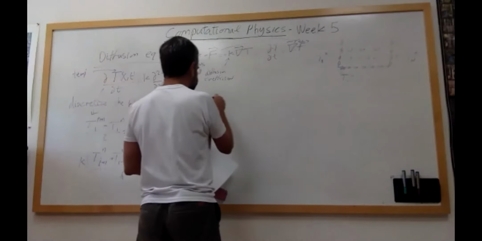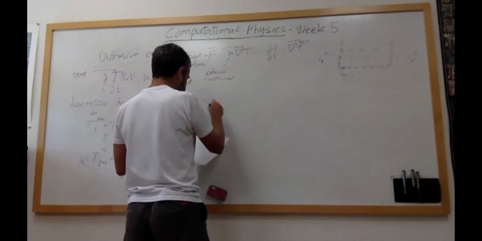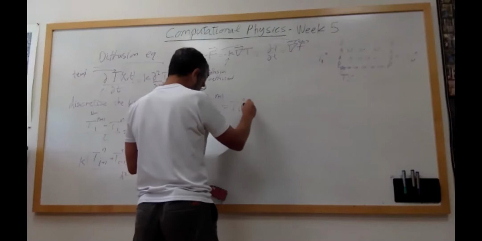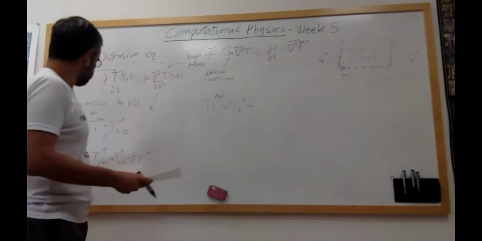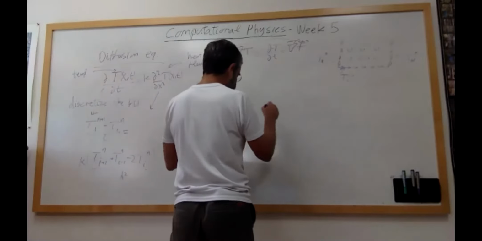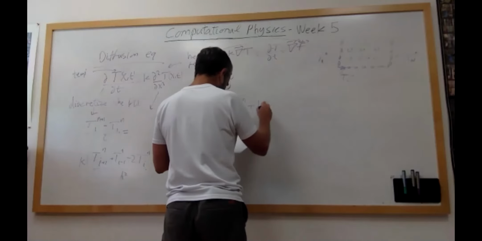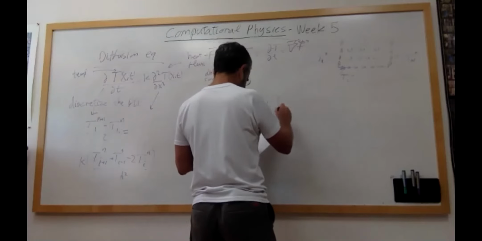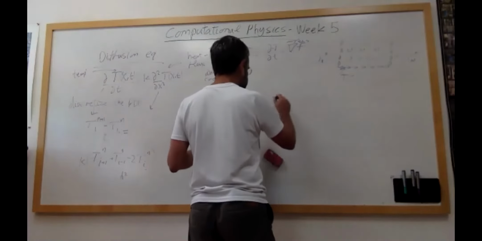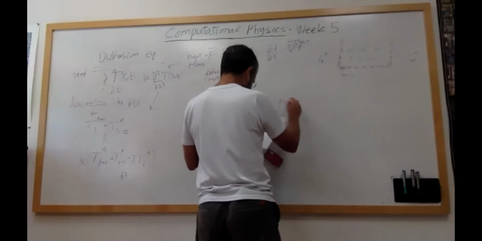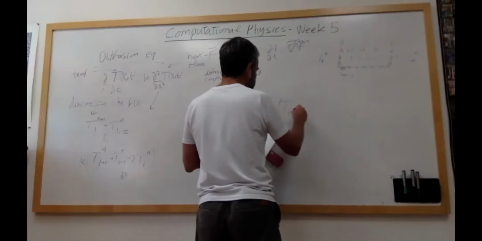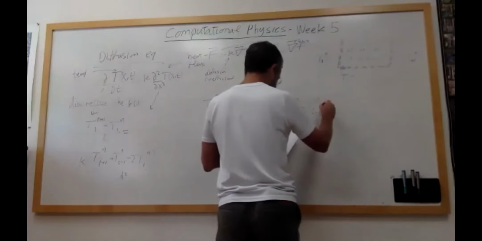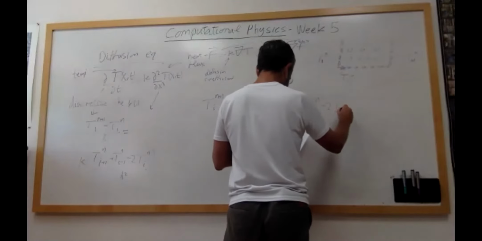So what we have is that T I n plus 1 is T I n plus, we move tau to the right-hand side, plus k tau over h squared, times T I plus 1 n plus T I minus 1 n minus 2 T I n.